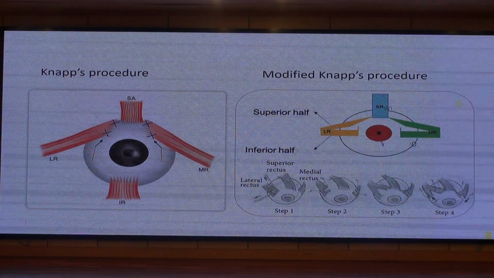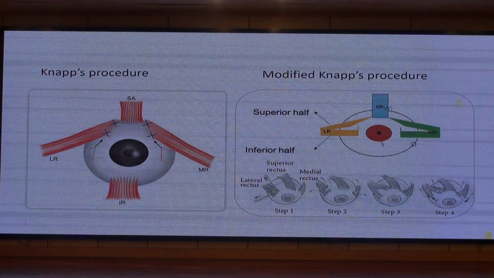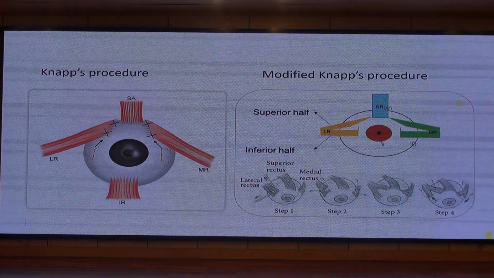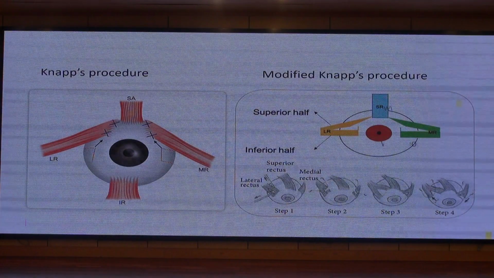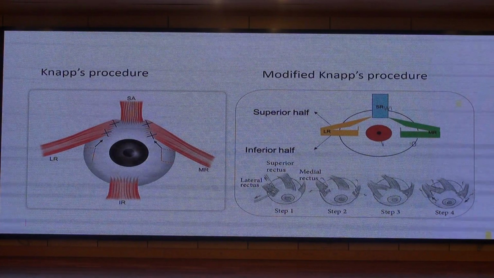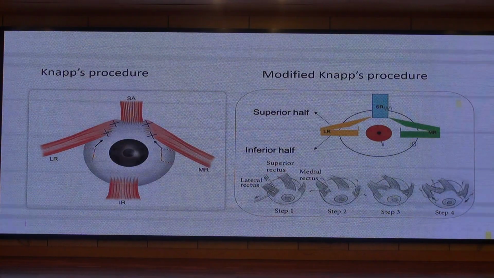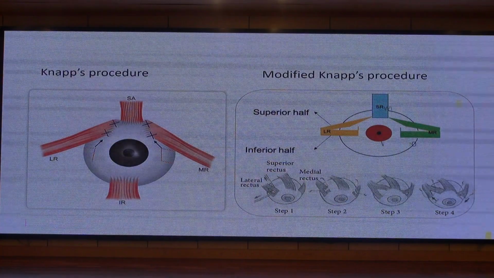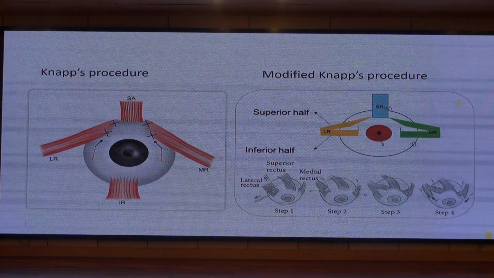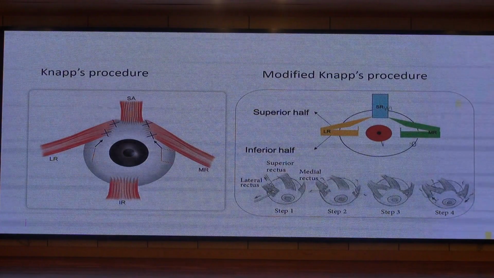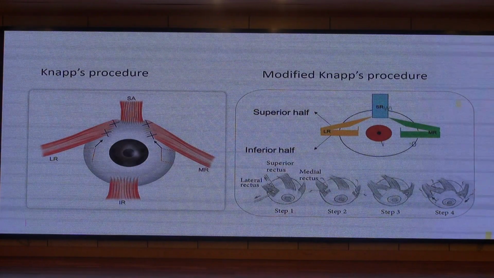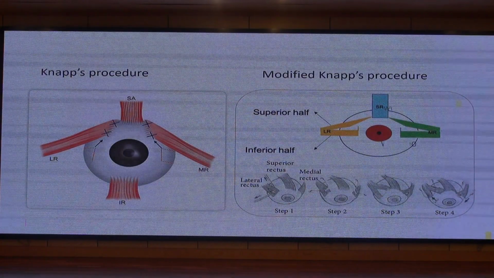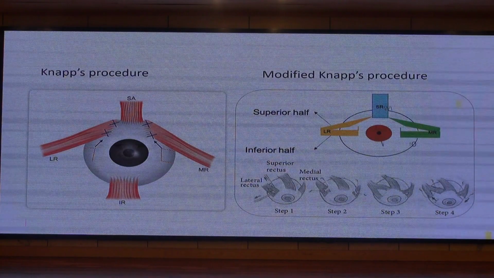This picture shows the Knapp procedure. The medial and lateral rectus muscles are transferred to the insertion of the superior rectus muscle. For the case associated with horizontal deviation, modified Knapp is another choice. In this procedure, the superior half of the lateral and medial rectus are placed near the superior rectus muscle insertion, which allows for correction of the horizontal deviation with the inferior half.